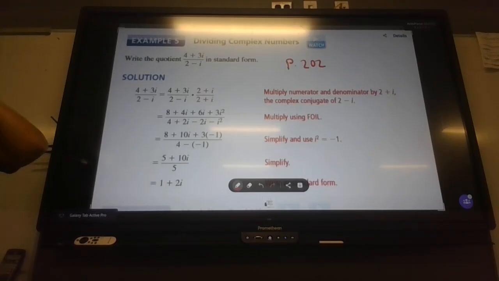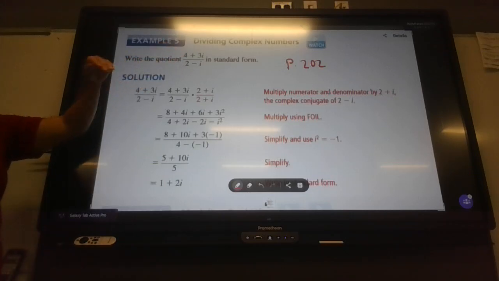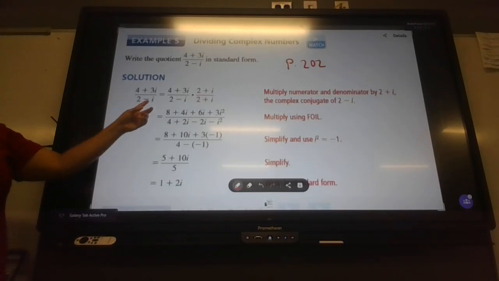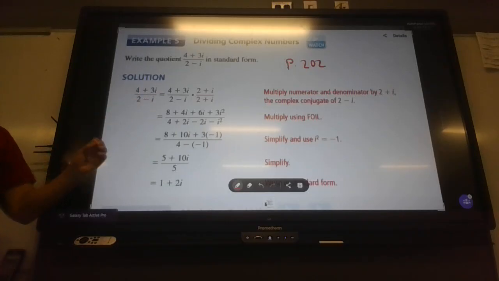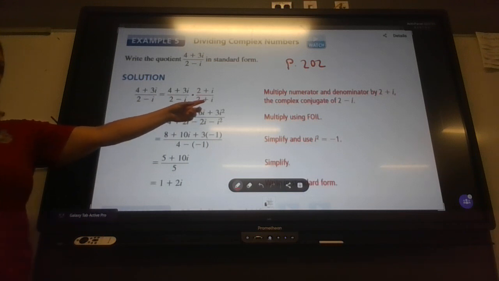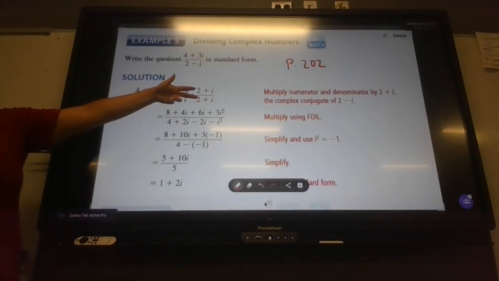Alright, you're gonna see something you've never seen before. Brand new to you. This is a complex number over a complex number. There are no imaginary numbers allowed in denominators. There's a rule, you have to get rid of it. So this is a rule breaker. The way to get rid of it is to use what's called a conjugate. A conjugate is the exact same expression with an opposite sign. So this is 2 minus i. We're going to multiply the top and bottom by the conjugate of this, which is 2 plus i.